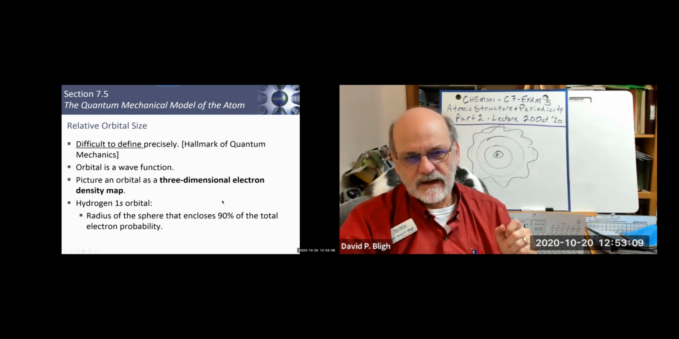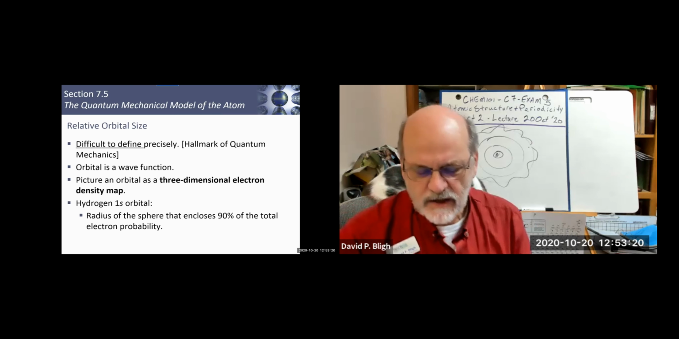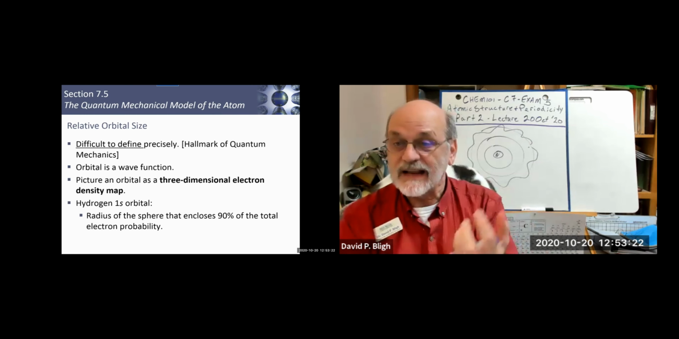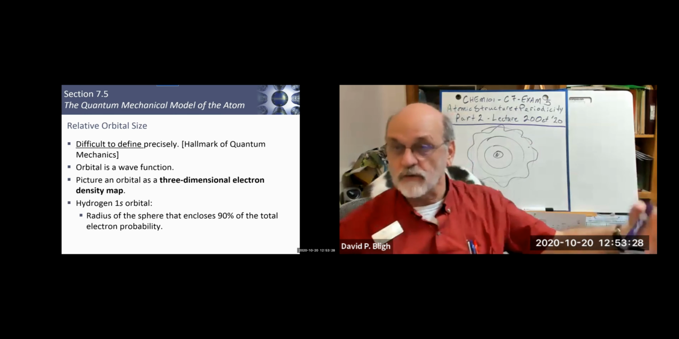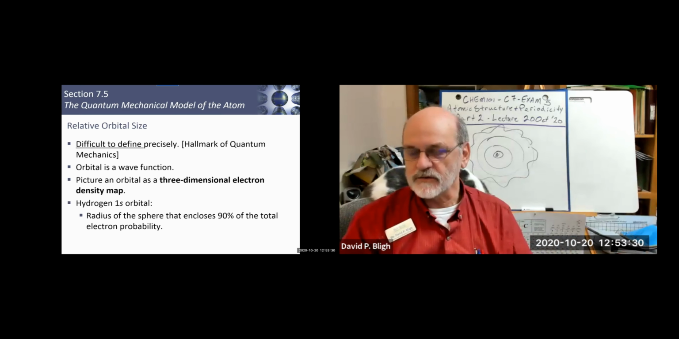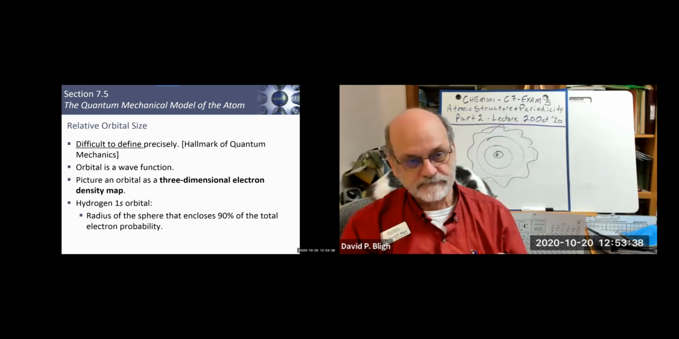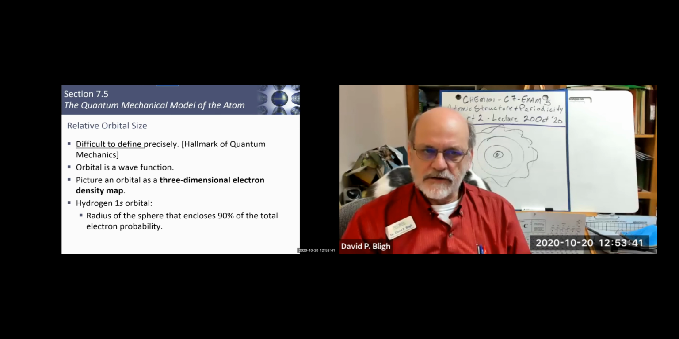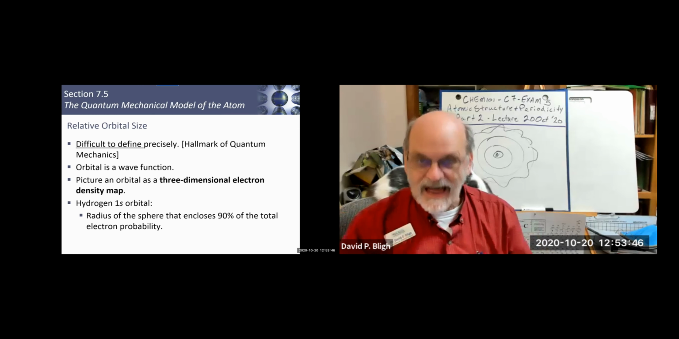Okay. So a word about orbital size. We're speaking of this space that electrons occupy as an orbital. And that's kind of a holdover from the Bohr model, because the Bohr model was based upon the concept that electrons go around the nucleus like planets go around the sun. So we still call it an orbital, even though we know it's really not like a planet.